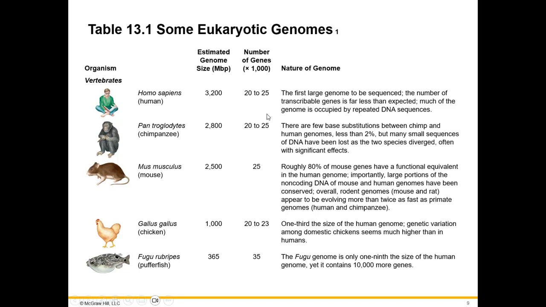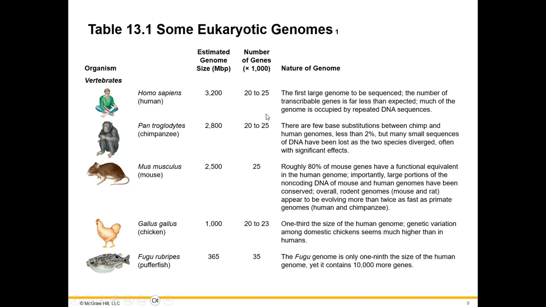When we are comparing the human genome to the chimpanzee genome, there are very few base substitutions between the chimp and human genomes. It's actually less than 2% difference. But there are also many small sequences of DNA that have been lost as the two species have diverged, which has some significant impacts on the phenotypic expressions of our genes.